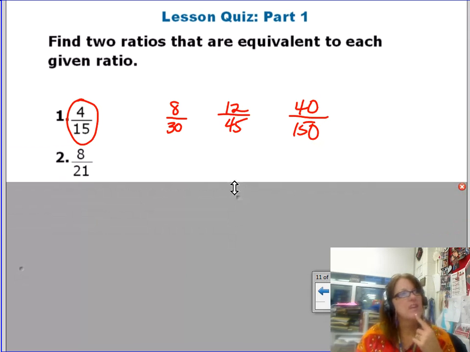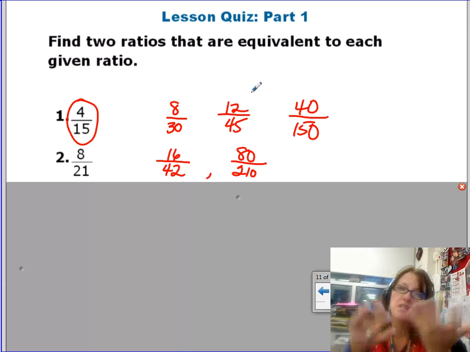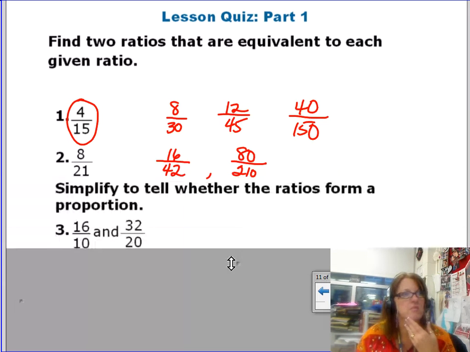Number 2, 8/21ths. Yeah, that's in simplest form too. So I like multiplying by 2 because I can do that in my head pretty simply. I like multiplying by 10 because I can do that very simply as well. There's 2 possibilities. You have a lot more that you could come up with, an infinite number of answers.